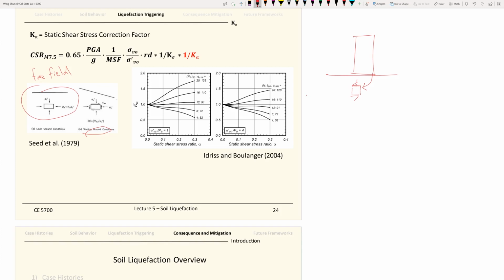But anyway, the liquefaction issue here, in this case of K alpha, the correction factor, is trying to correct for sloping ground. This alpha value equals the shear stress divided by the vertical effective stress. So if you know your alpha value, and your N1,60 or CPT value, it gives you an estimate of what K alpha you should be using.